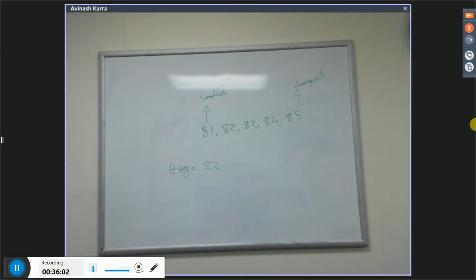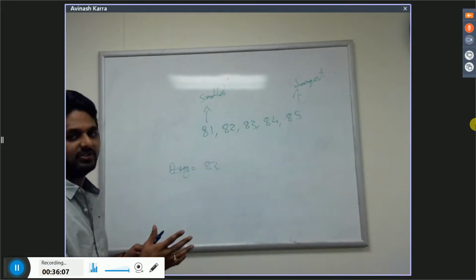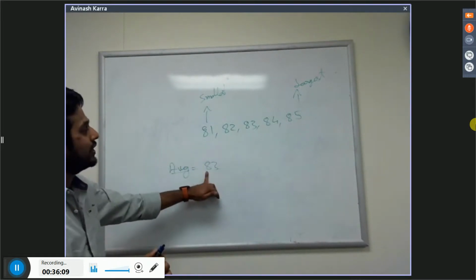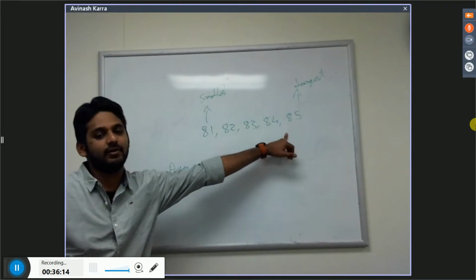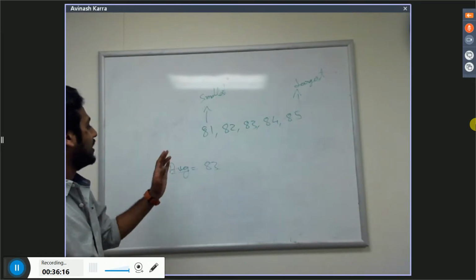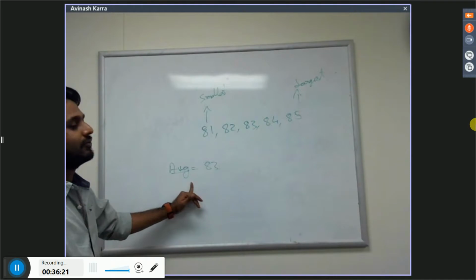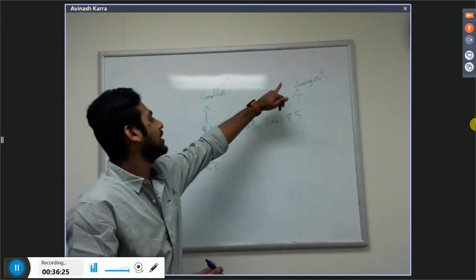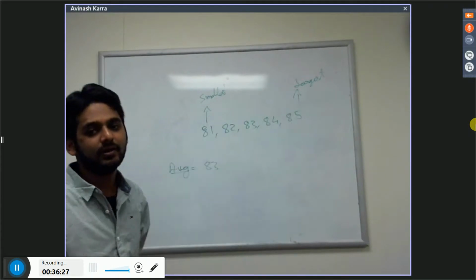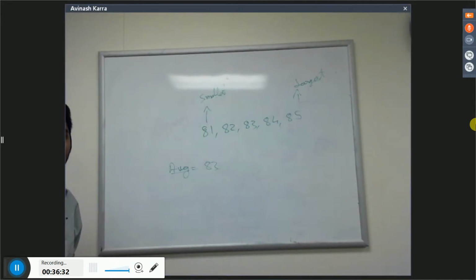What he's saying is, if the numbers in the set are different from each other, then the average will be greater than the smallest number and smaller than the largest number. I repeat, when all the numbers in the set are different, the average will be greater than the smallest number and smaller than the largest number. Understood? Okay.